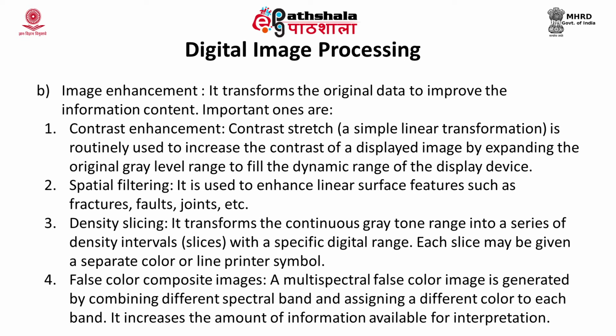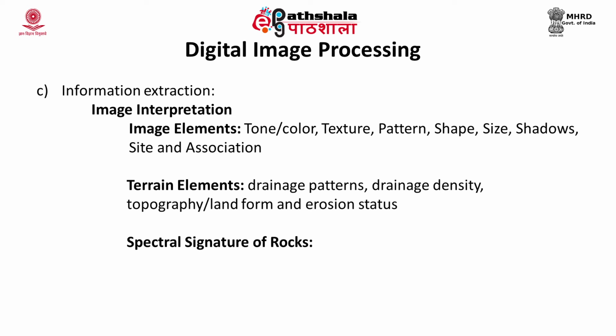So, during this process what do we do? We combine different spectral bands and we assign each band a different color. So, we are creating a different color composite image. We call it a false color composite image, and it will help us to gather more information from this image. Next important aspect is how to get information from the image.